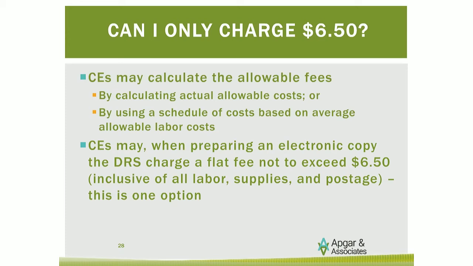Now, what you may do is you can either calculate the actual cost right up front and say, this is how much it costs me to provide an electronic copy, or this is what it costs me to do a paper copy, and you do that each time you create a copy of a designated record set. You can also use a schedule of costs based on an average allowable labor cost. So you can say, okay, on average, it costs me this much to make an electronic copy. Therefore, that's what I'm going to charge individuals. Now, what happens if you don't want to do either one of those? You don't want to calculate the actual cost, or you don't want to develop that schedule. You can charge a flat fee, and that flat fee, inclusive of everything, cannot exceed $6.50.